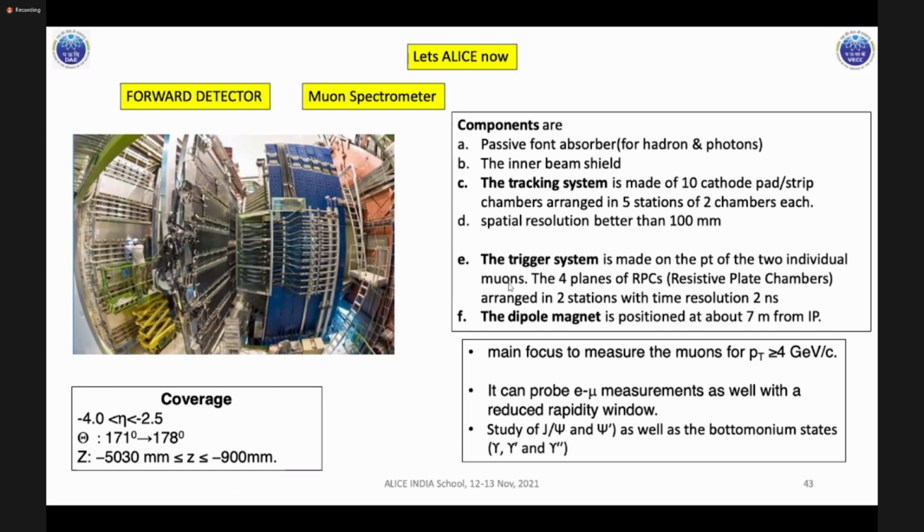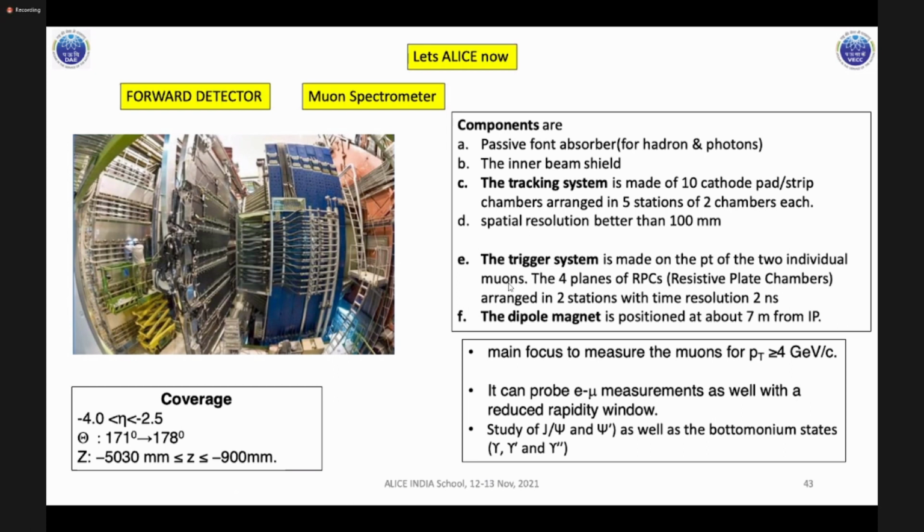And then there is a tracking system which is made of 10 cathode pad or strip chambers arranged in 5 stations of 2 chambers each. All 5 stations have 2 chambers each. And the spatial resolution is better than 100 micrometers. And you also need some trigger systems, and these trigger systems are made with resistive plate chambers. Why resistive plate chambers? Because their time resolution is exceptionally good, of the order of say picoseconds, right?